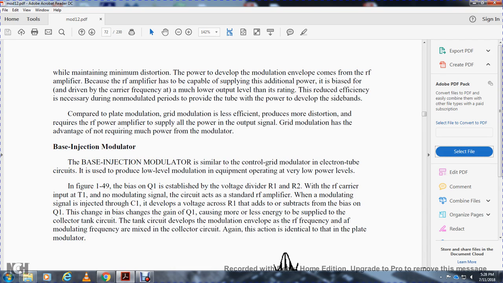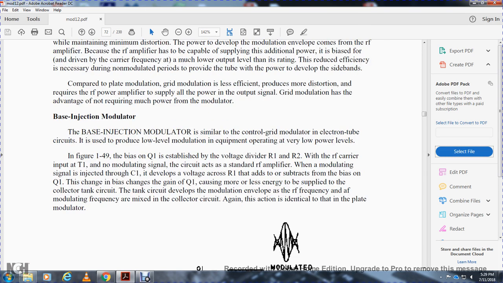Basic injection modulator. Some of the control grid modulator electron tube circuits are used to produce low-level modulation, with equipment operating at very low power levels. In Figure 49, the bias for transistor 1 is established by voltage divider resistor 1 and resistor 2. The radio frequency carrier enters through input transformer 1, with no modulating signal.